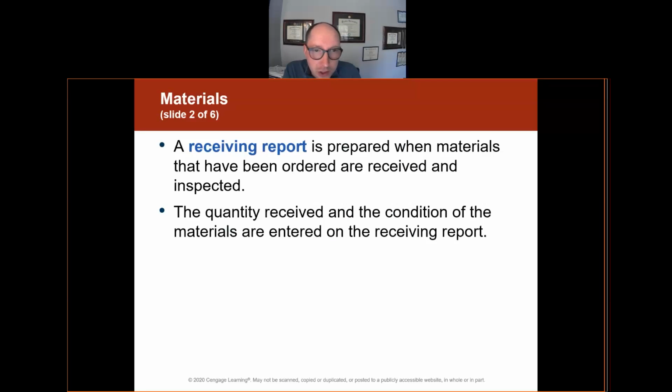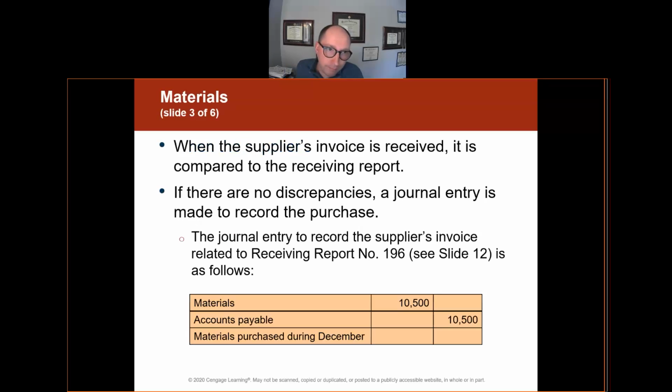It's important that businesses track all of their materials at every step. When we purchase raw materials from our vendor, we use this thing called a receiving report. It verifies the amount that you received and the condition that you received it in. When the supplier sends their invoice, their bill, to us, we compare that invoice with the receiving report to verify that we received everything that we ordered and that it's in good condition.